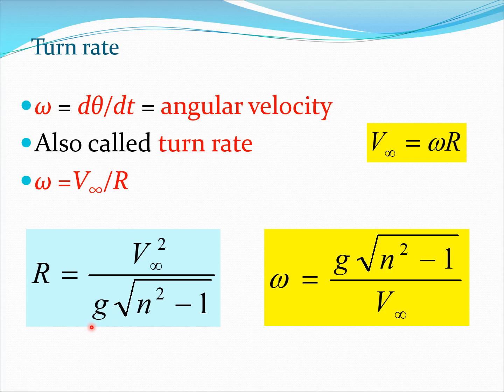R is v infinity square by g root n square minus 1, and then what I can do is I can write omega is v infinity by r. So I take v infinity and I divide it by r, and I get this equation here. So if you want to think of it, you just take this value here, v infinity by r, and so g root n square minus 1 goes to this side, and also a v infinity comes down. So this gives me the equation for omega. Now this equation in yellow box is the turn rate. So I've got these two very important equations which are measures of the maneuver performance of the aircraft.